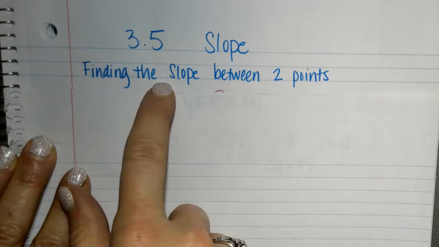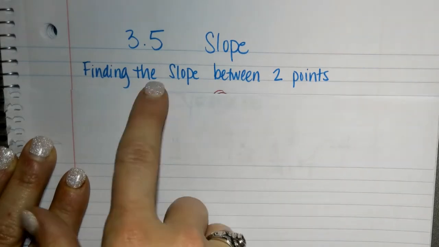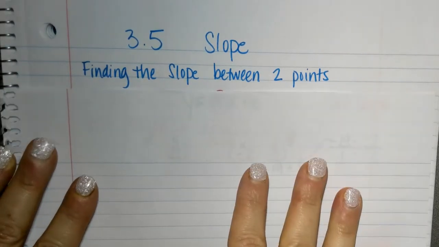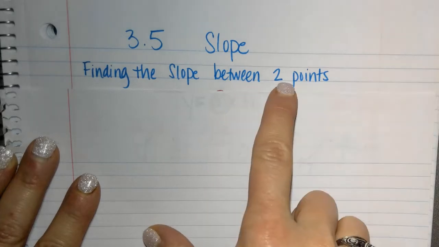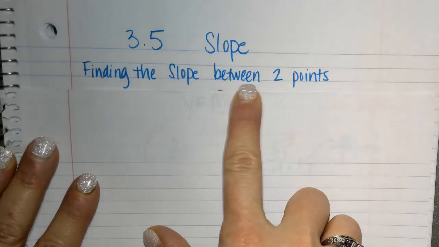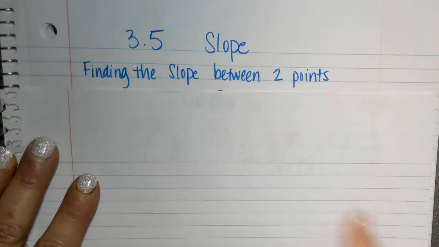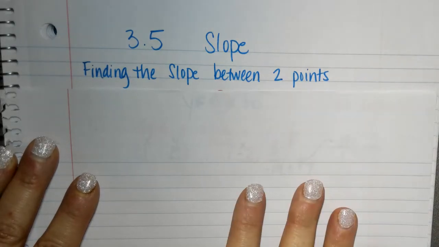So we're going to be finding the slope between 2 points. So it's your old friend slope. And tonight our goal is to be able to find the slope between 2 different points on a graph. 2 different coordinate points that you get.